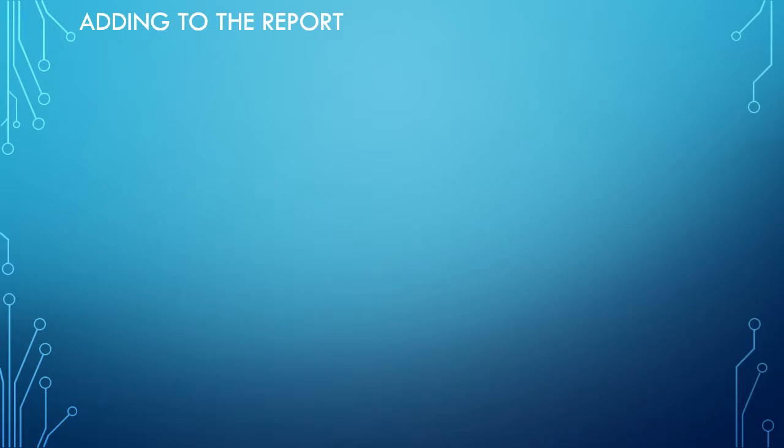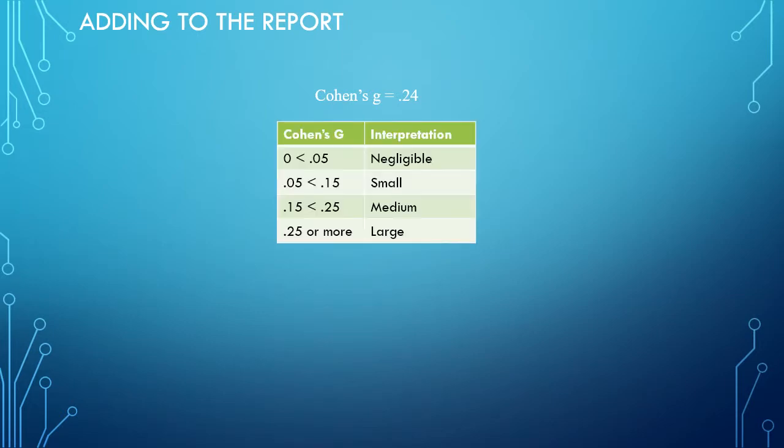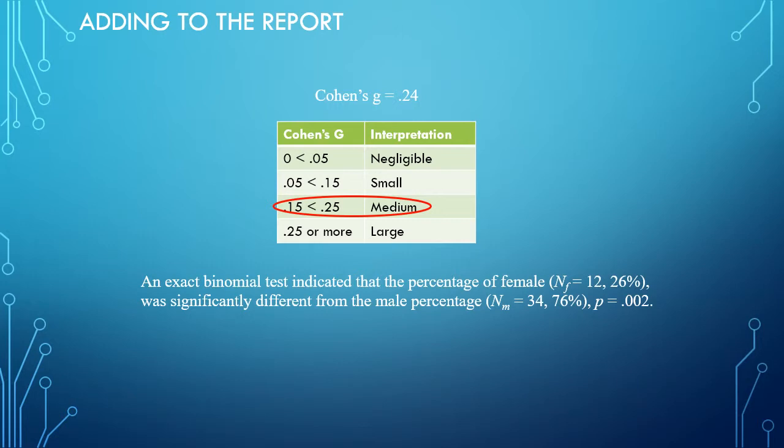The last thing is to add Cohen's G to our report. We determined Cohen's G in the example was 0.24. Looking at our interpretation table, that would still be in the medium category. We already had with our one sample binomial test that it was significantly different. Now we simply add to that: Cohen's G suggests that the difference can be classified as medium, G equals 0.24. That was it.